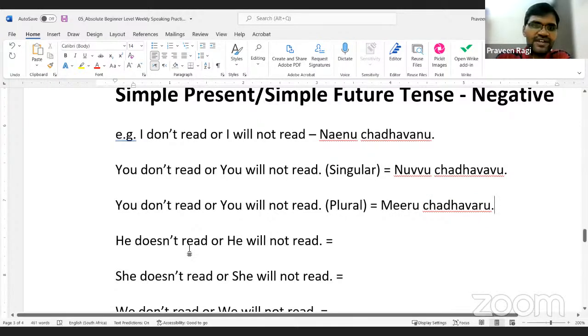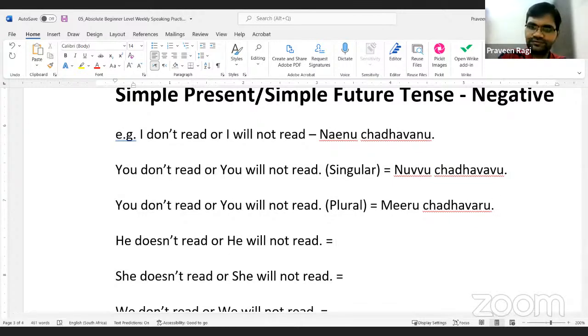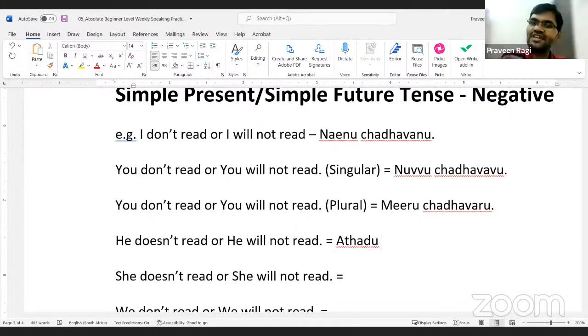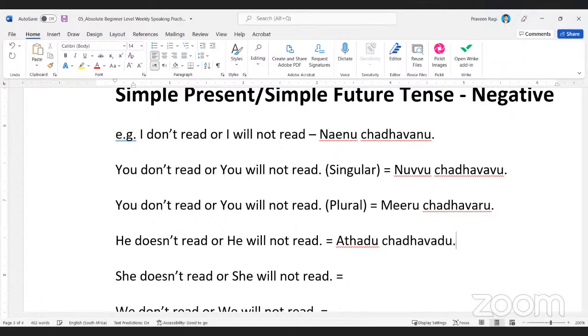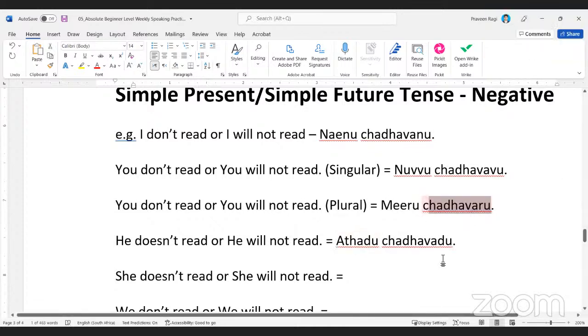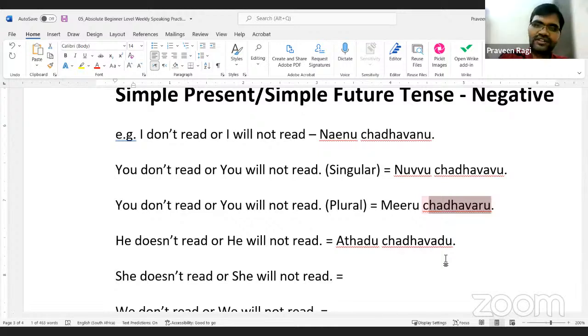Next we have, he doesn't read or he will not read. Ravindra garu, can you try? Atadu chadavadu. Correct. Same pattern as we mentioned. So chaduvu becomes chadava, then the ending from the subject: chadavadu, chadavamu, chadavaru, chadavadu.